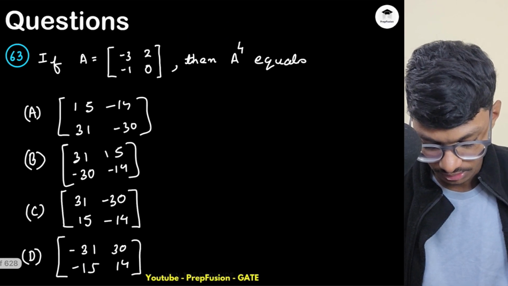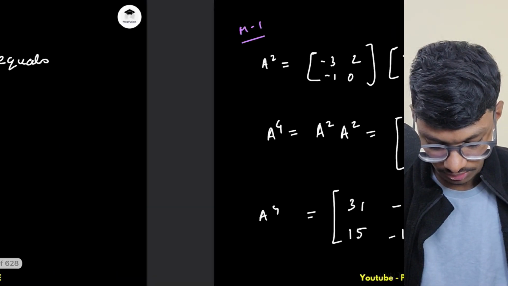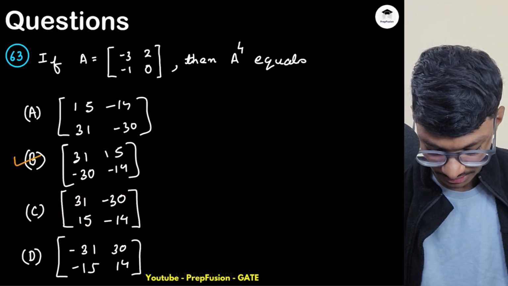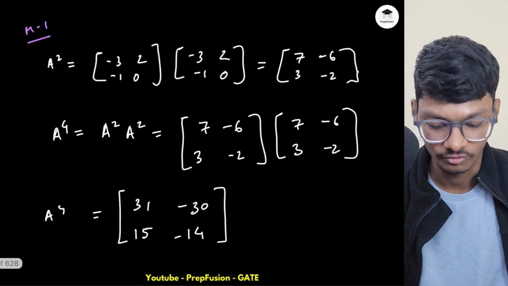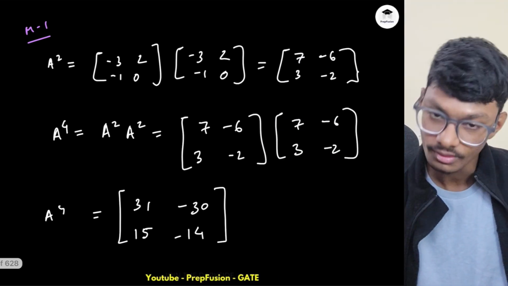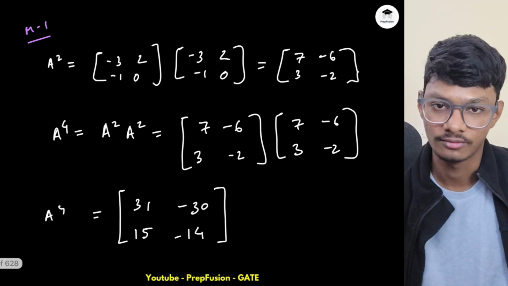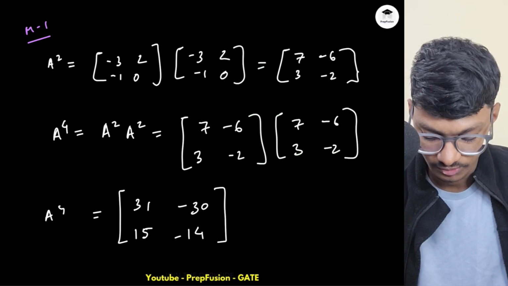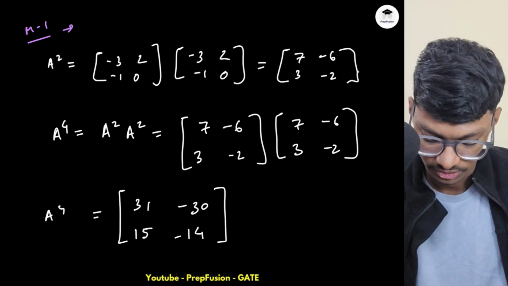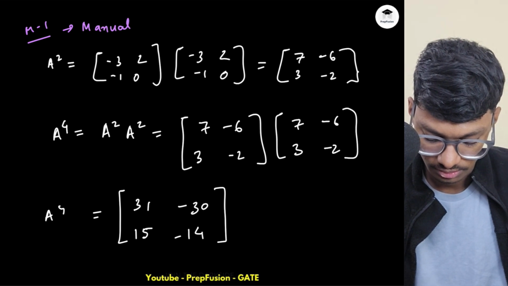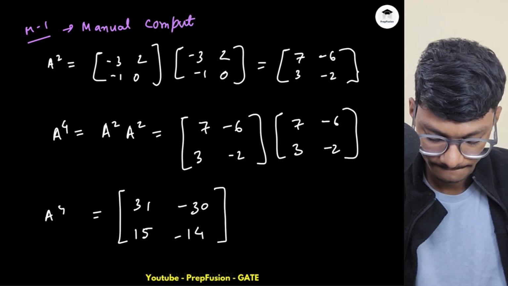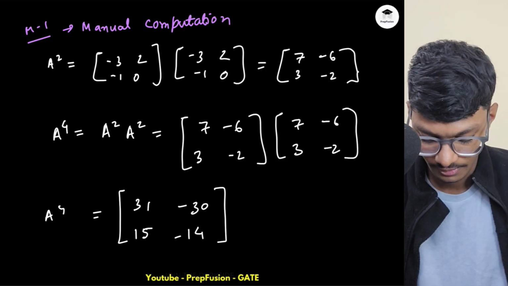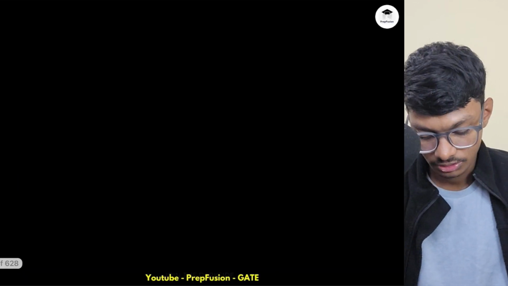Let me check the options. 31, -30, 15, -14. Okay, this is the option, right? So here you can see that this is pretty easy just by manually solving. But sometimes this method won't work for higher powers. Let's say you have to calculate A raised to power 10, or A raised to power 20, or A raised to power 400. Then this method won't work. So this is manual computation.